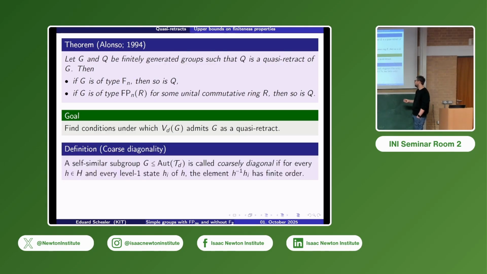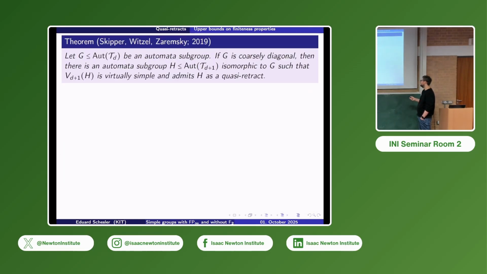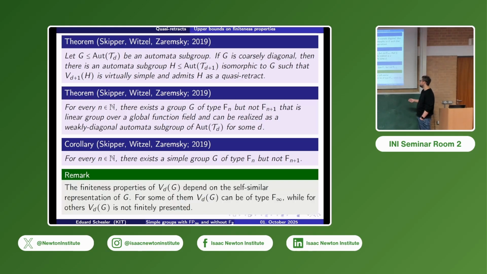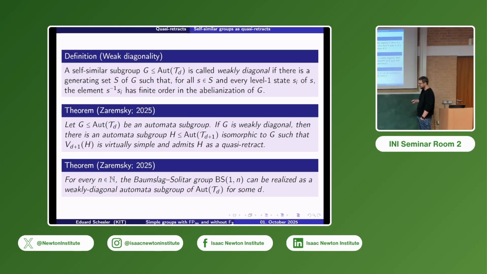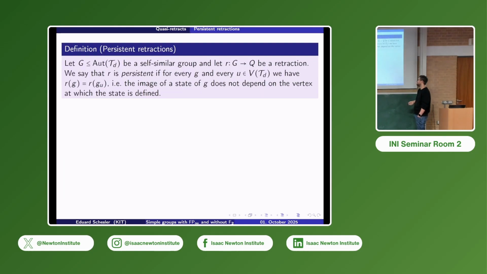Okay, so this we also skip. There's a history already of how to do this. Skipper, Witzel, and Zaremsky made it, and afterwards, Zaremsky and others had certain technical assumptions on what kind of technical properties give rise to the existence of such a quasi-retract. Okay, let's skip this. There is an evolution of making the assumption weaker and weaker, and our point is that actually no assumption at all is needed. Although still some vocabulary is needed.